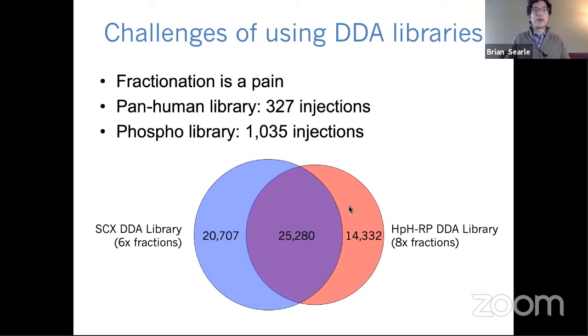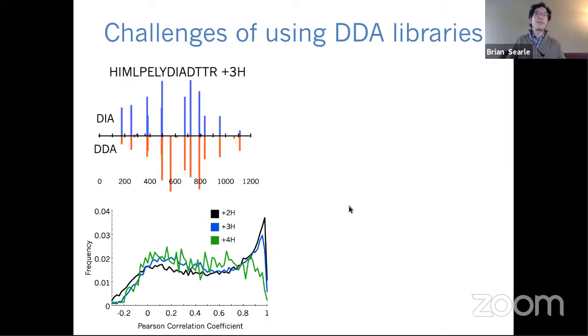Potentially, if you use other types of fractionation methods, you would again have a different level of overlap. And so there's a lot of data that you end up needing to acquire if you're generating DDA libraries on your own. The other aspect is that DDA libraries aren't necessarily very accurate.